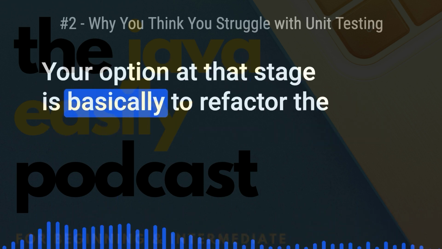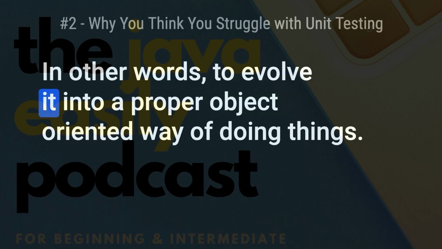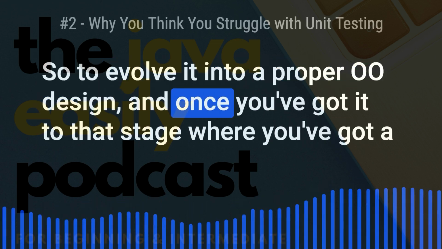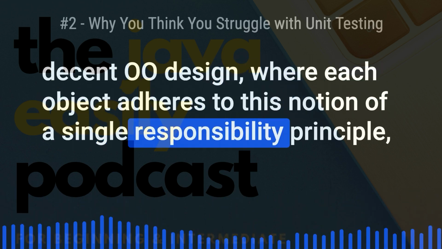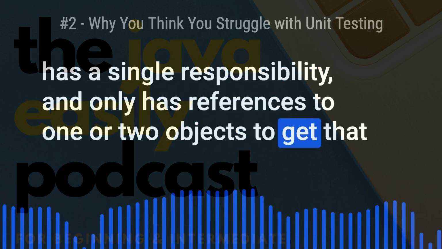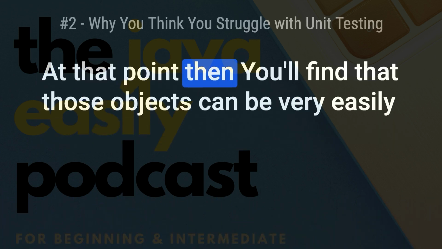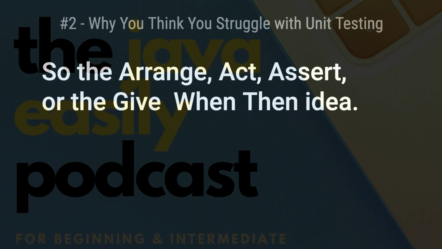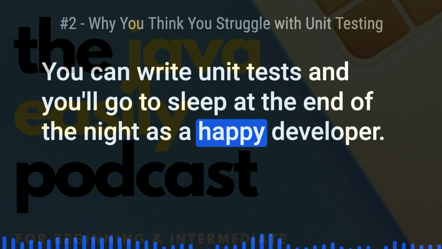Your option at that stage is basically to refactor the class and decompose it into different objects. In other words, to evolve it into a proper object-oriented design. And once you've got it to that stage, where each object adheres to the single responsibility principle, has a single responsibility, and only has references to 1 or 2 objects to get that responsibility done, where those objects have been sensibly allocated, at that point you'll find that those objects can be very easily unit tested using the tools you've already got in your skill set. So the arrange, act, assert, or the given, when, then idea. You can write unit tests and you'll go to sleep at the end of the night as a happy developer.